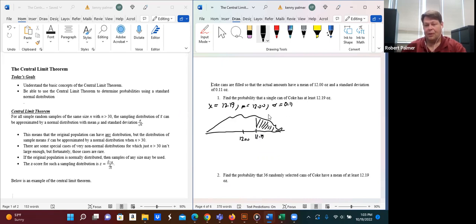Okay. And so if we do a Z-score, and once again, I don't know, it might look like that. It might be normal, might not, but we can assume it's normal for this. We do a Z-score. So Z is 12.19 minus 12 over 0.11. And let's do that. And that's going to be approximately 1.72 or 73 rather.